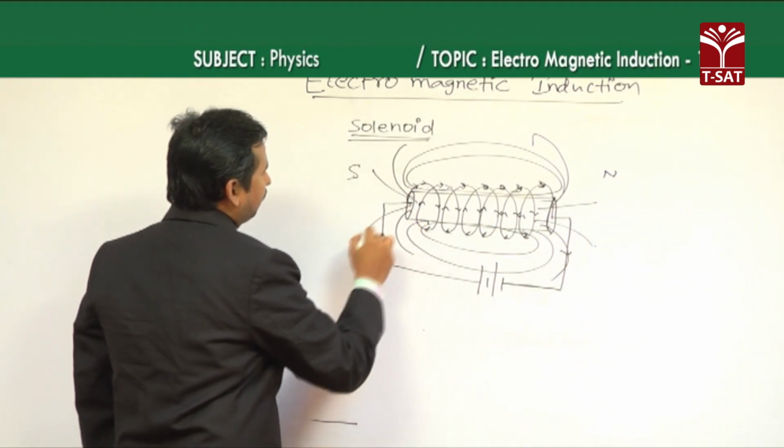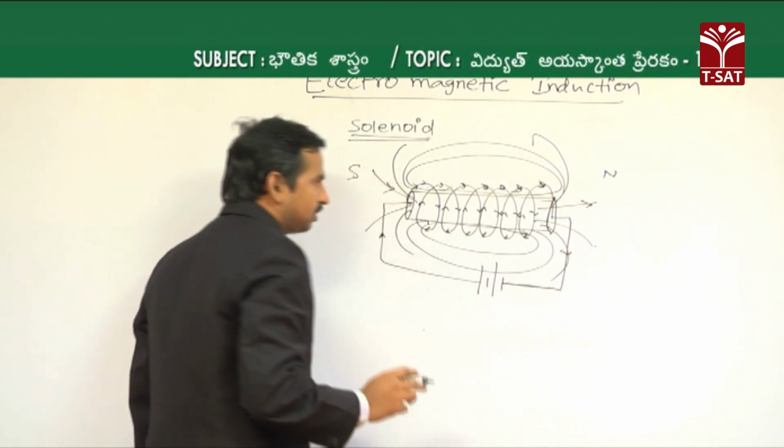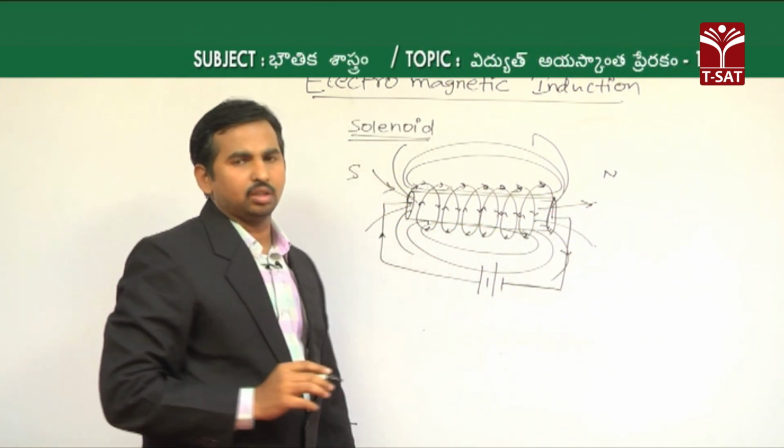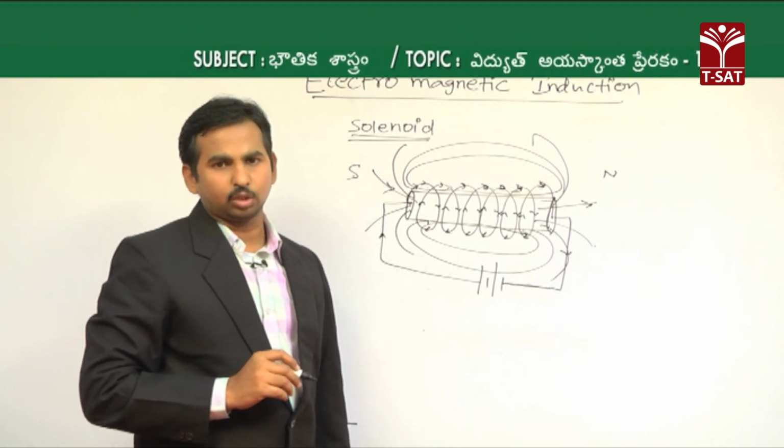So, the magnetic lines of force coming here like this and like this, if this side is entering and this side is leaving, then the side from which it is leaving is taken as the north pole, and the other side we consider as the south pole.